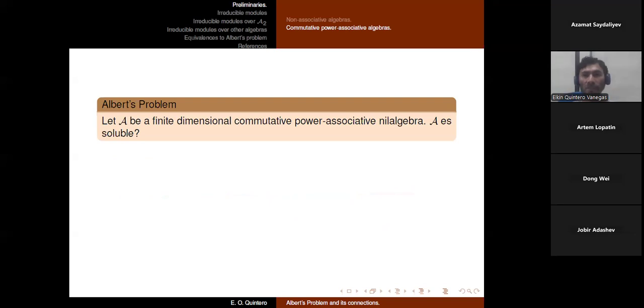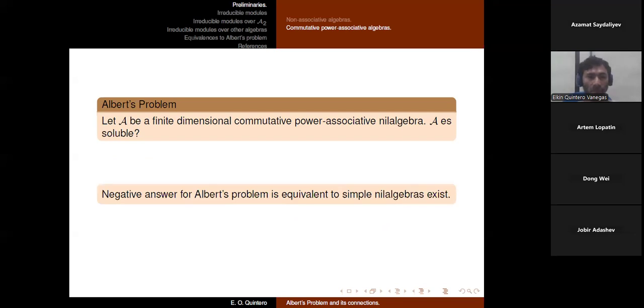So Albert's problem remains as follows. Let A be a finite dimensional commutative power-associative nil algebra. Is A solvable? The interest of this question is the following: if we have a negative answer to this problem, it is equivalent to the existence of simple nil algebras in the class of commutative power-associative algebras.